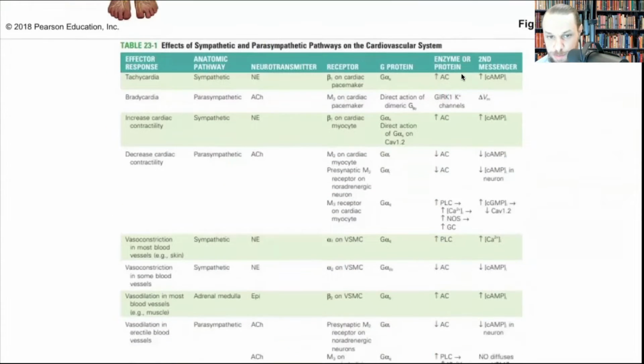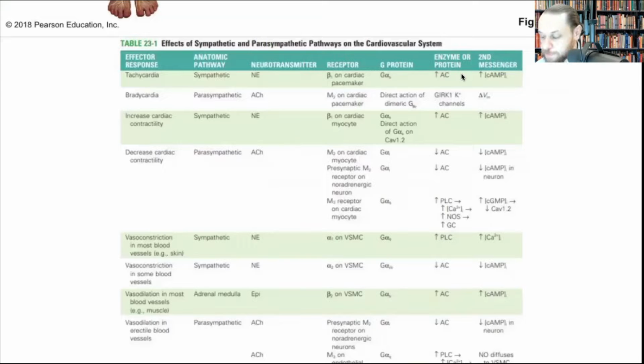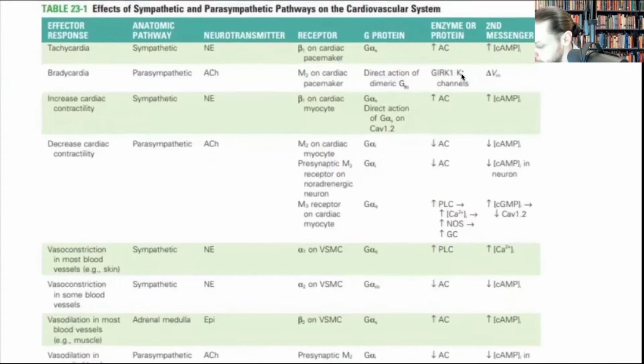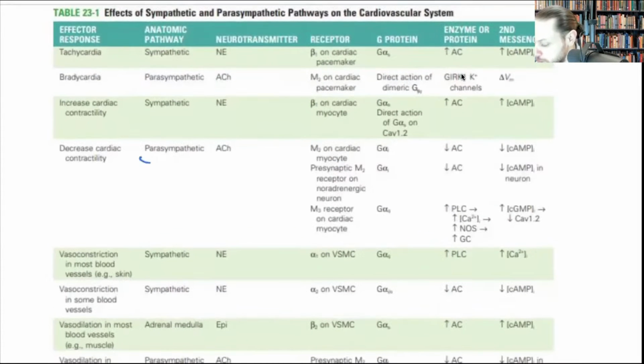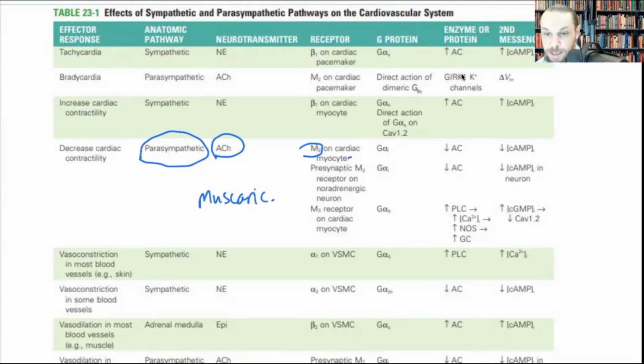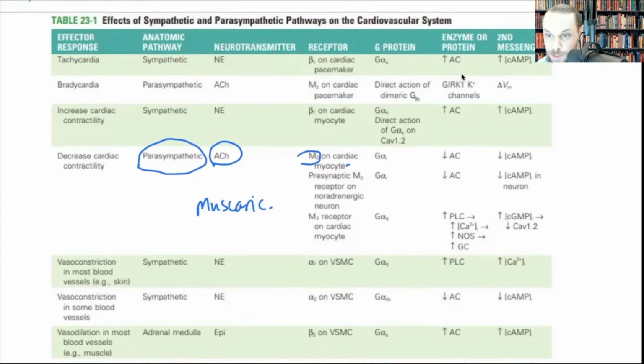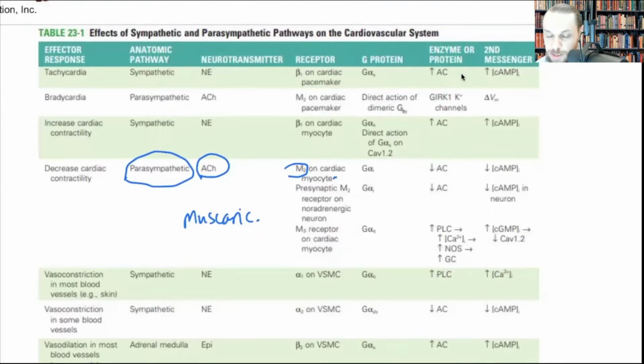Which we talked about before, specifically for the heart. So I want to outline the ones that you need to know for the heart. The parasympathetic system, which releases acetylcholine, is going to work on M2, which is muscarinic. M stands for muscarinic receptor, and this is on the myocyte. It's going to slow down the heart rate. They give you the enzymes. For your purposes, you need to remember cyclic AMP or adenylyl cyclase. These are the abbreviations. For your purposes, it's not as important.